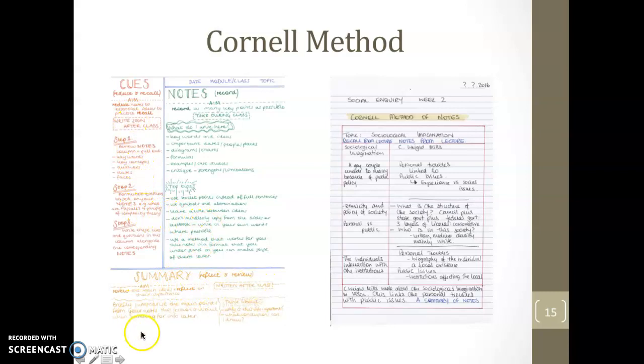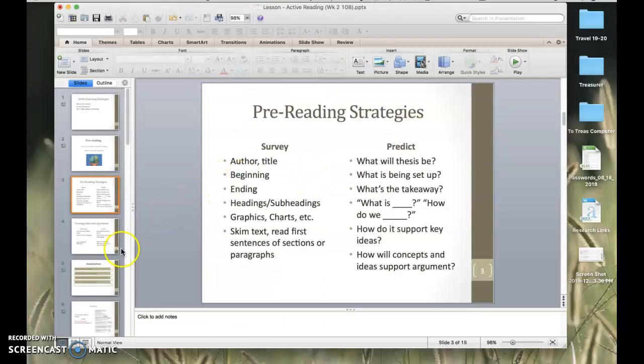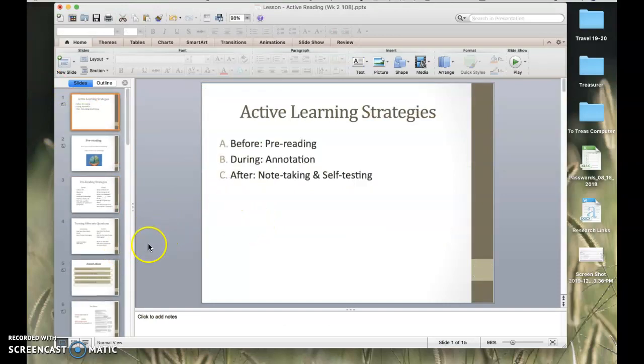And then down at the bottom, you would do a summary of this page of notes, okay? So that's the Cornell method of notes. It's a great way to process notes and to make sure you're fully getting everything that you're learning, okay? So that's just an overview of active learning strategies. Hope that's helpful, and I hope you're able to put that stuff into practice over the course of the semester and over the course of your college career.